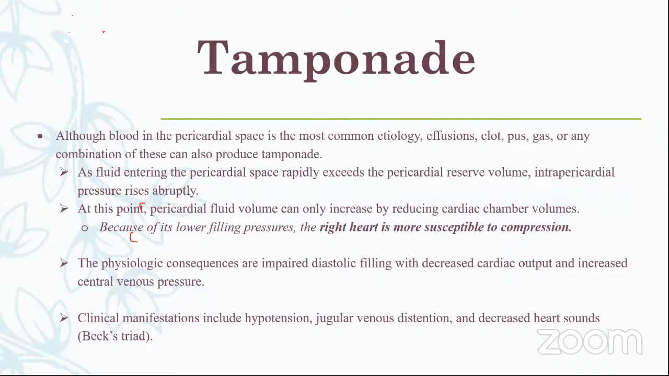Although blood in the pericardial space is the most common etiology, clots, pus, gas, or any combination of these can also produce tamponade. As fluid entering the pericardial space rapidly exceeds the pericardial reserve volume, as was explained before in the diagram, intrapericardial pressure will rise abruptly. So at this point, the pericardial fluid volume can only increase by reducing the cardiac chamber volumes. And because the right side of the heart has lower filling pressure, it will be more susceptible to compression.